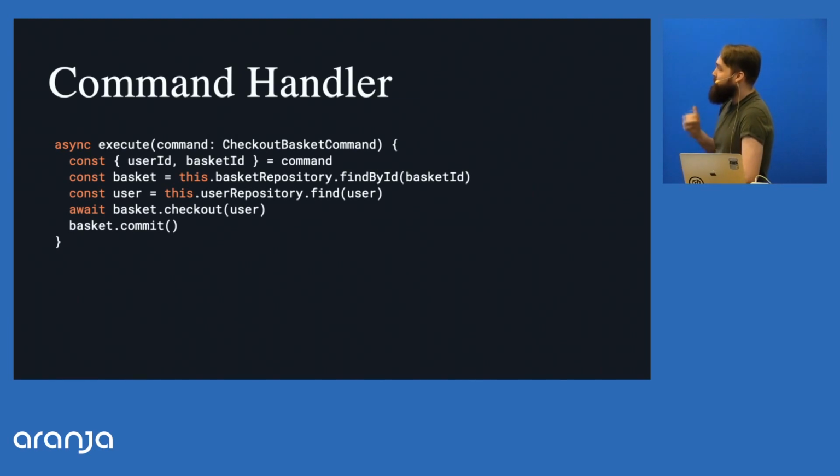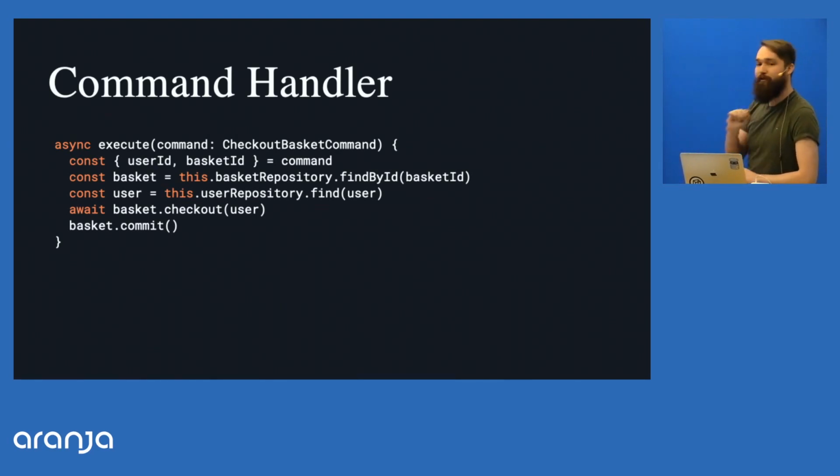Here we have an execute method, and what's happening here is we are getting our basket, we're getting our user, and we're telling the basket to check out with the user, and then we're calling this commit method. And that's very similar to what we were doing before, but notice we're not saving anything to the database. But the reason we need this commit there is because something teeny tiny changed in the implementation of this checkout method when we started using the CQRS module.